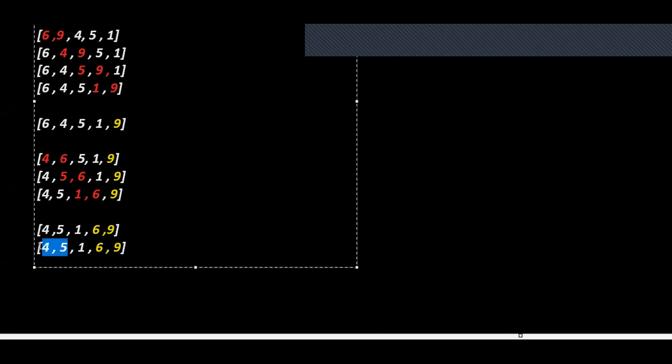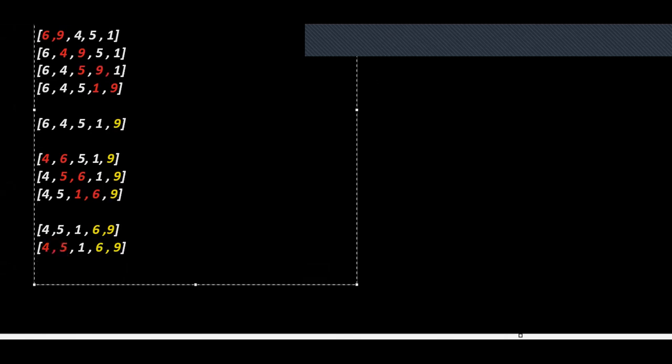Now I just compared 4 and 5, so let me make it red color. Now, what elements do I need to check? Now I need to check 5 and 1, whether they are in the correct order. No. 1 comes first and 5 needs to come next because 1 is smaller than 5. 1 needs to come before 5, so I need to swap them. Yeah. So 4, 1, 5. I just compared the two elements and then swapped them.